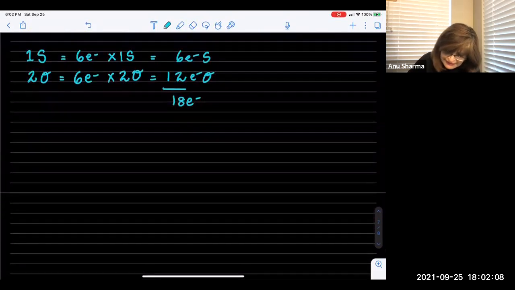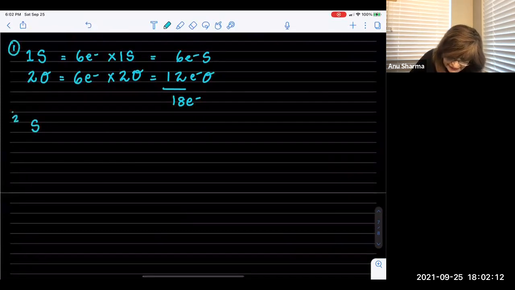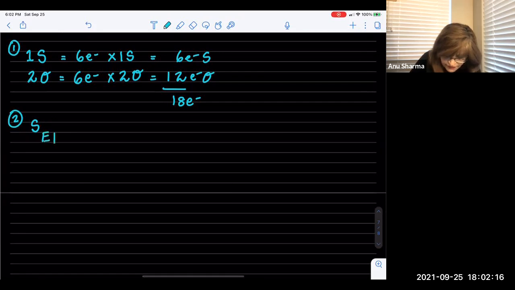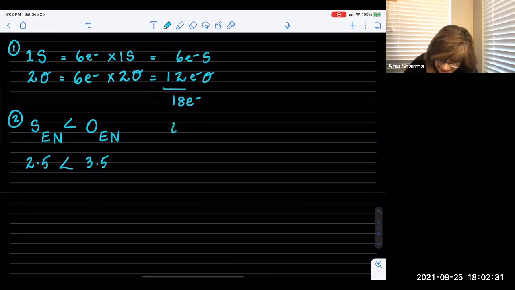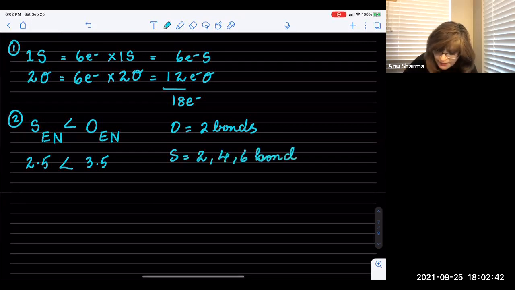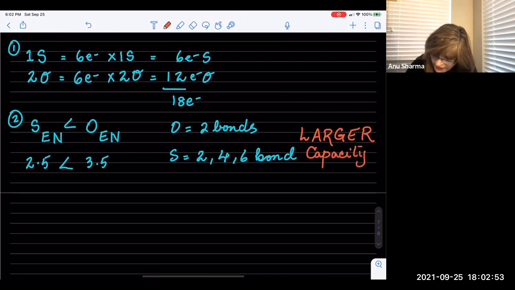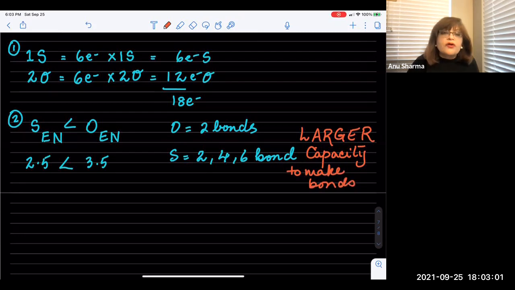Okay, that's one piece. Next, we are going to put sulfur in the middle. Second step is that sulfur has a lower electronegativity than oxygen. Oxygen has a higher electronegativity. The electronegativity of sulfur is 2.5. Oxygen is 3.5. So obviously sulfur will be in the middle. Besides that, oxygen makes only two bonds and sulfur makes 2, 4, and 6 bonds. Sulfur has a larger capacity to make bonds because of the presence of d orbitals.